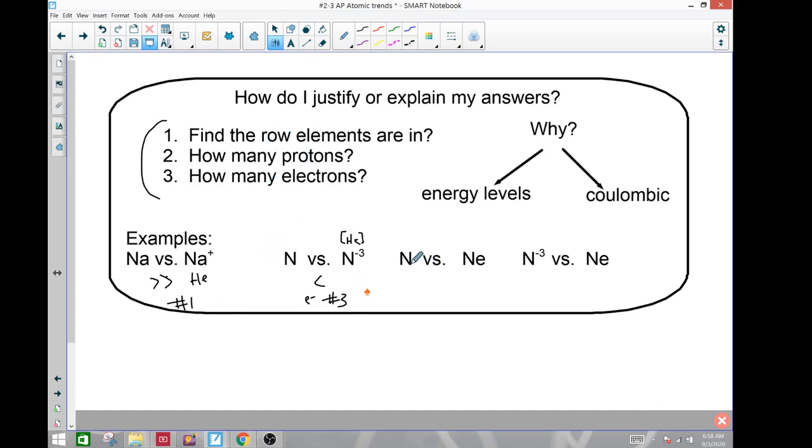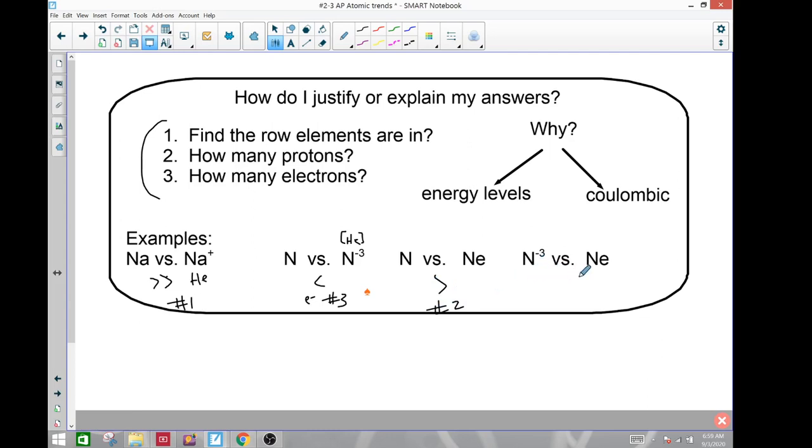All right, nitrogen and neon, they're in the same energy level. Who has more protons? Well, the neon has more protons. So therefore, this one is smaller. This would be an example of number two, which is effective nuclear charge, or Coulomb attraction. That's what we want to say.